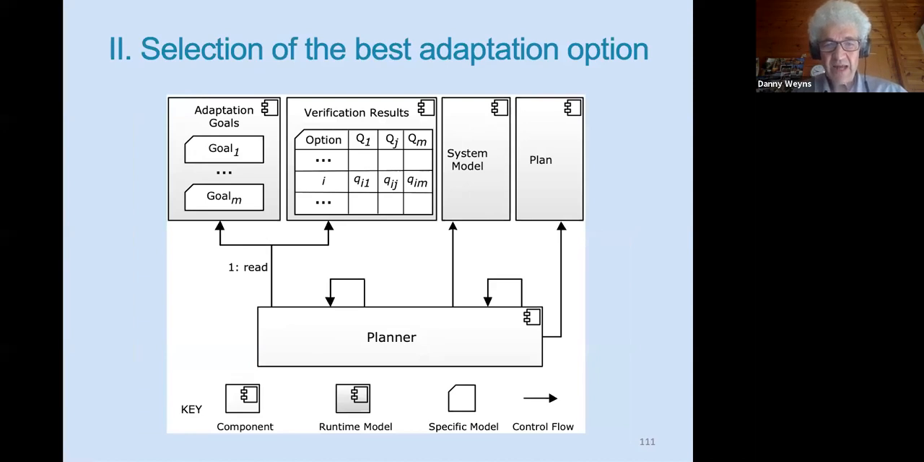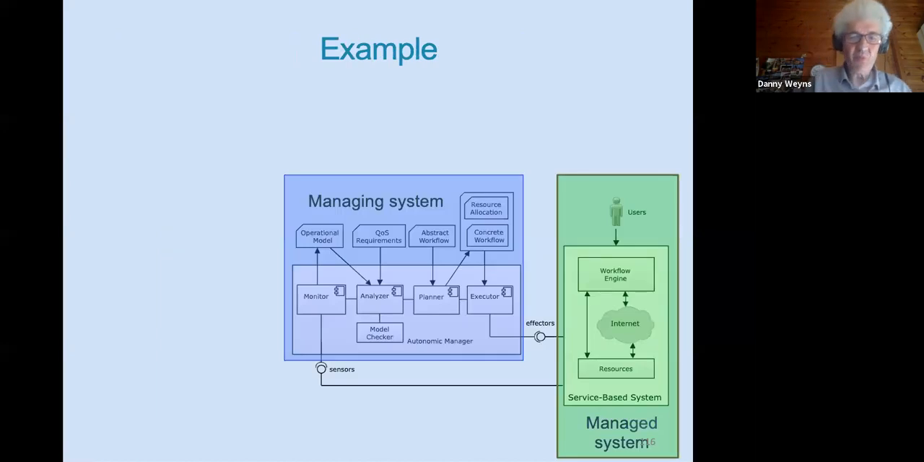Then the planner can say, okay, let me read the verification results and my goals. Which one of all these results is the best? Which option is the best one? So it does, for instance, the utility computation as I showed you before, and it selects one. Then it reads the current situation of my system, and based on the option I selected and the system configuration I have now, it generates a plan to adapt the system. Then I write that plan to the knowledge, and there the executor can find the plan to execute. Let's look at an example where this is applied.